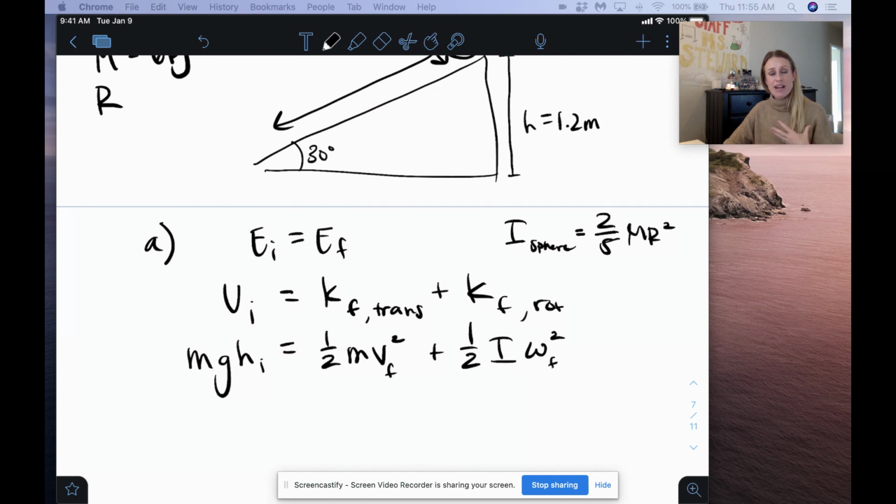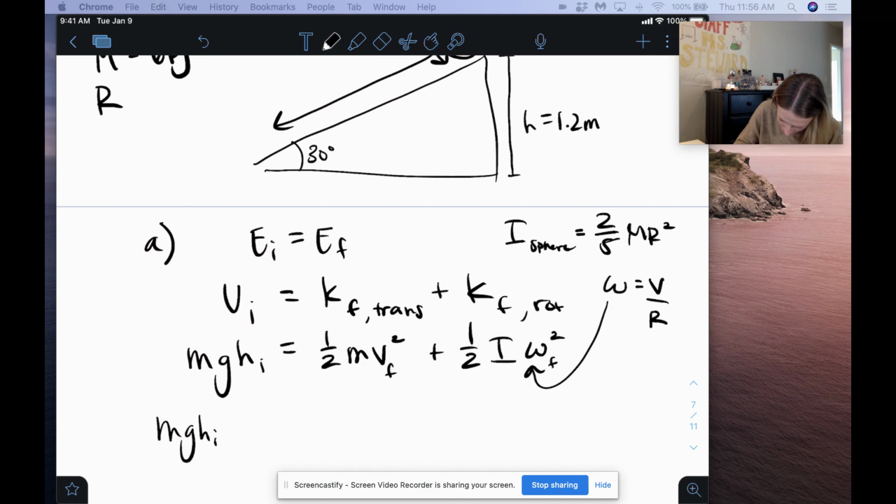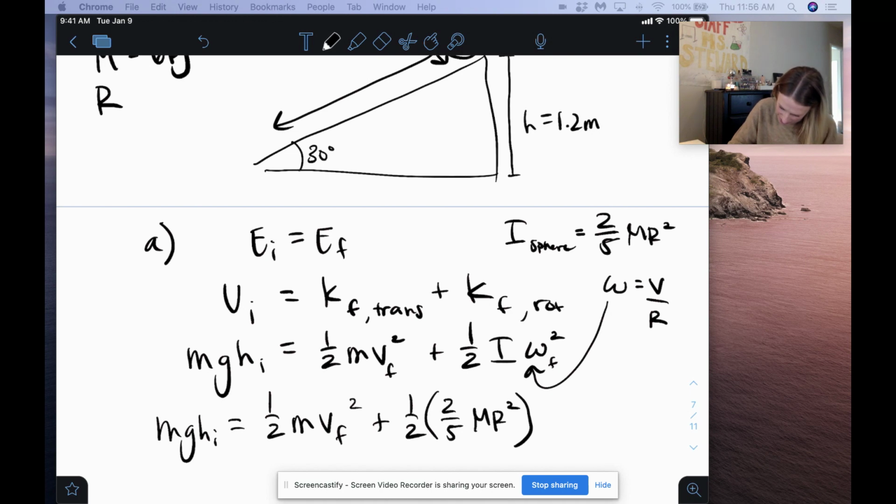And then also, since we're finding the final speed at the bottom, I'm also going to use how we relate linear and rotational velocities, our linear velocity and our angular velocity. So we get omega equals v over r for that. So I'm going to be plugging that in for omega right here. So we get mgh initial equals 1/2 mass times velocity final squared plus 1/2 times 2/5 mr squared, and then this ends up being v squared over r squared.